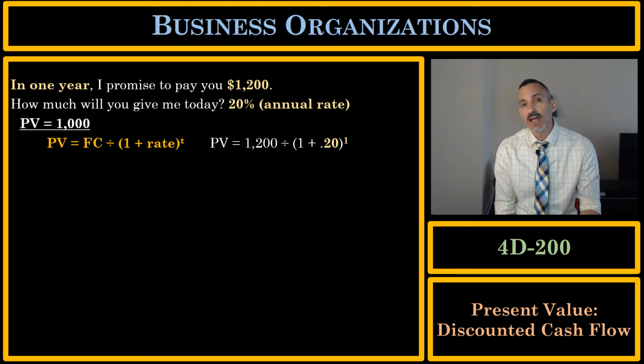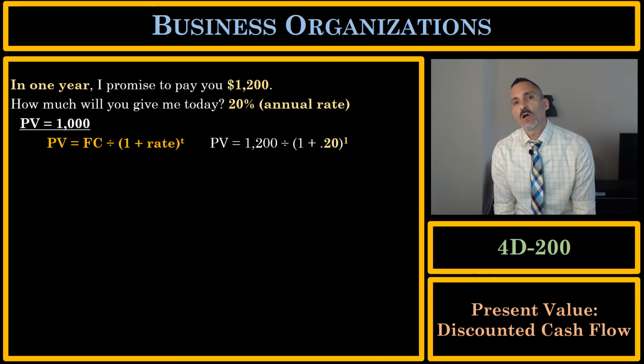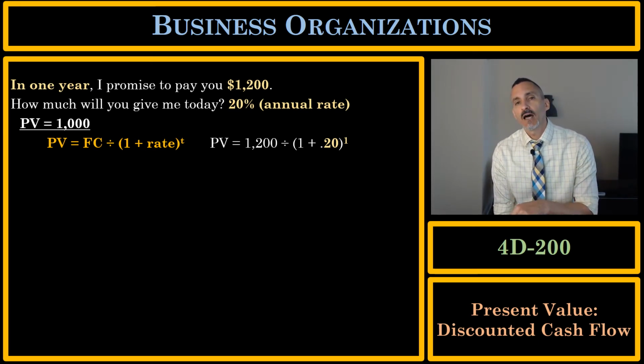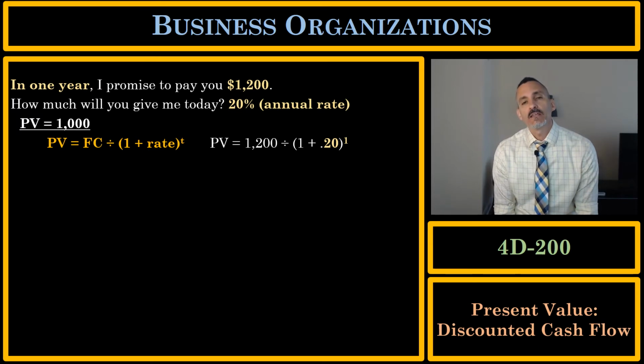So the present value, that's $1,000, and we don't know that yet. We know the future value, the future cash. FC is the future cash. We said future cash is $1,200. You're going to pay me $1,200 in a year from now. So then we do 1 plus whatever rate of return you want. And we said you wanted a 20% return on this investment. And so the rate of return is 0.20.